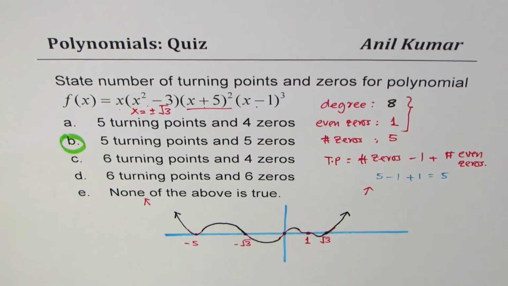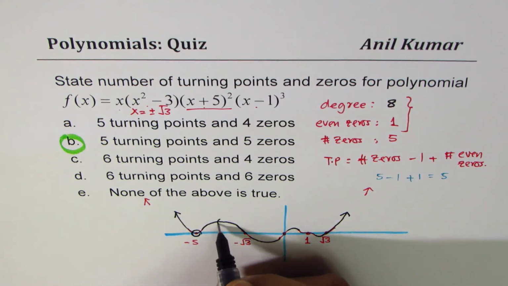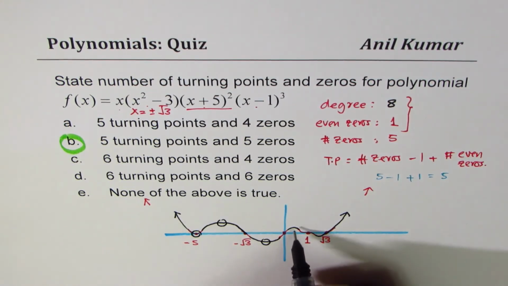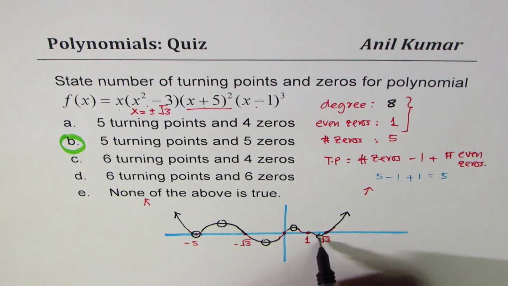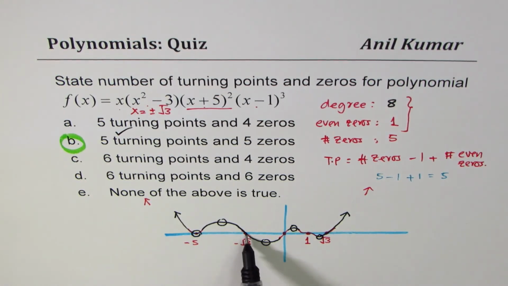Now you can count the zeros as well as turning points. So turning points are 1, 2, 3, 4, and 5. Do you see 5 turning points? That matches. 5 turning points. Zeros 1, 2, 3, 4, and 5. So that is 5 zeros. So that is how from the equation also you can find the number of turning points.